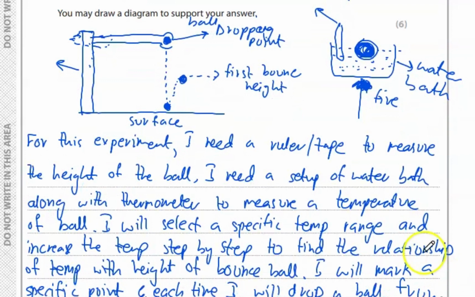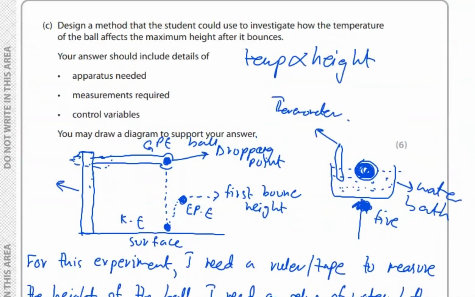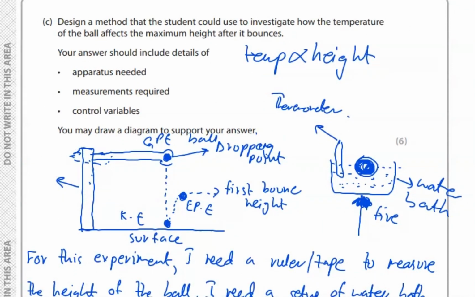And if you see in this figure, you can also include in this question that the gravitational potential energy is being converted to kinetic energy as the ball hits the ground, and then the kinetic energy will be converted to elastic potential energy, where it will go to the first bounce, and then again it will be converted to kinetic energy. Control variables are what we are controlling: temperature and measuring the height. Measurements required are done, apparatus needed are done. Okay.